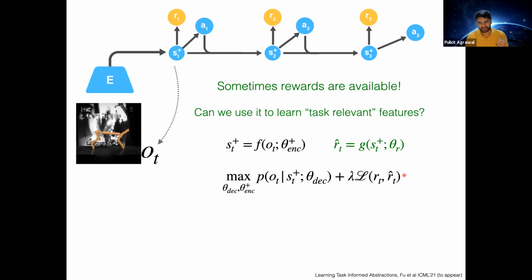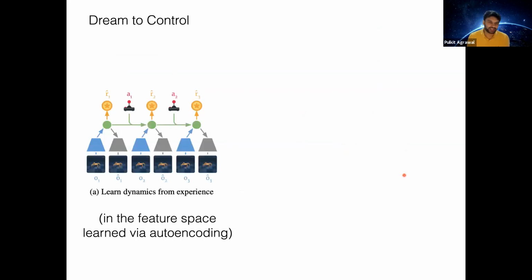This idea was behind a couple of popular model-based control papers which have appeared in the last few years. One of them is Dream to Control. So what was happening in this paper is we have this observation O1, which we convert into a state S by doing auto-encoding, right? O1 to O1 hat, O2 to O2 hat, and so on. Then we have an additional loss function, which also predicts the reward function. And we are doing dynamics. We learn the dynamics model in this feature space.